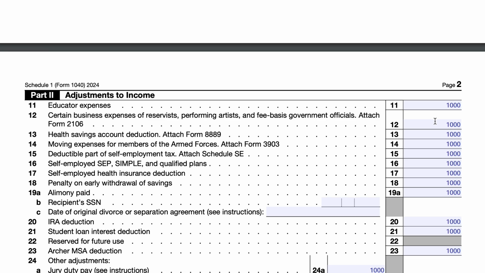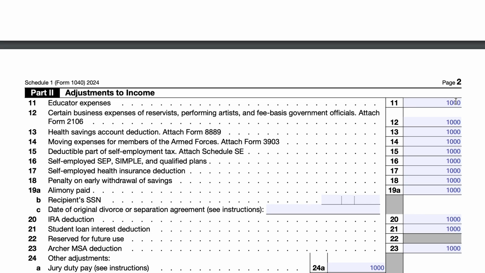So if there were 2 teachers and each of them were able to claim the maximum of $300, then you would only be able to put a maximum of $600 under educator expenses here. And so the $1,000 is a placeholder, but realistically, this should be not more than $300 for a single person or $600 for two teachers that are married to each other.